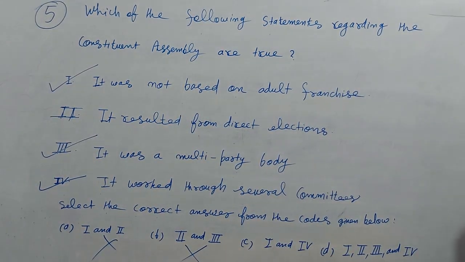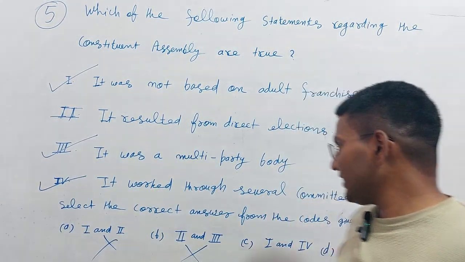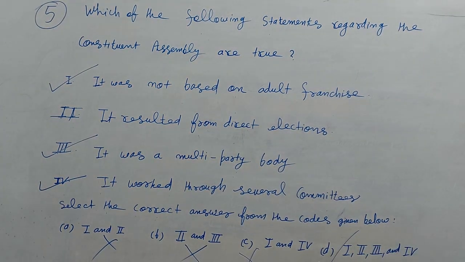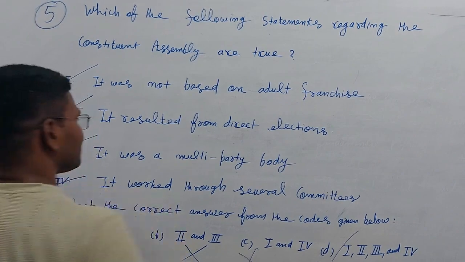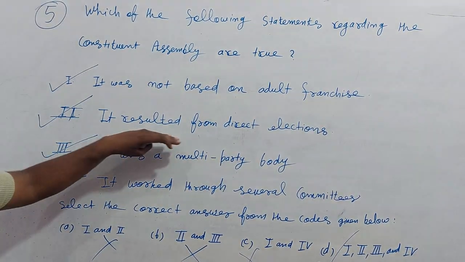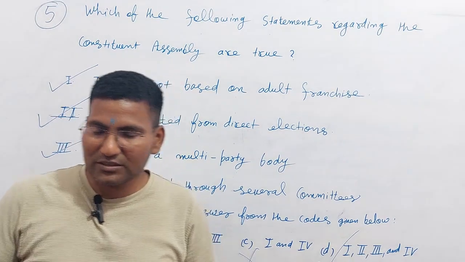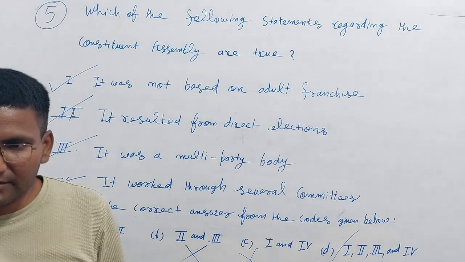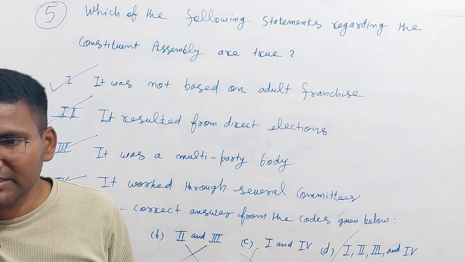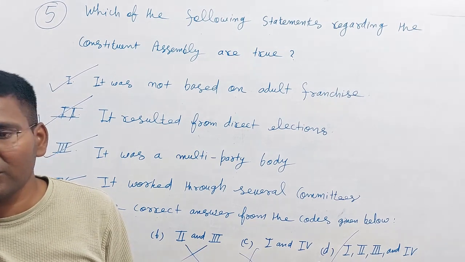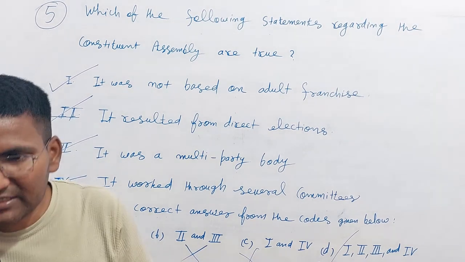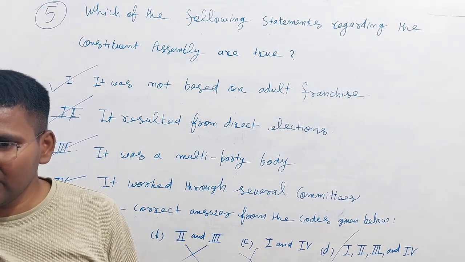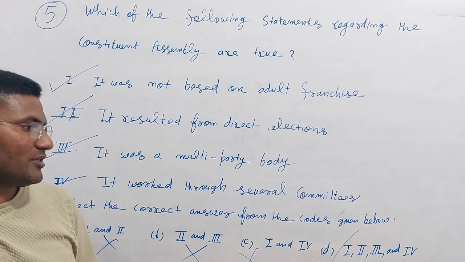Options C and D. Here the third is your right option, and the third is not in C, so this is wrong. And D is your right option, so the option number second is also right. It resulted from direct election, because the representatives of the provinces came to the Constituent Assembly by direct election from the provinces to represent the views of their provinces. Are you getting or not?